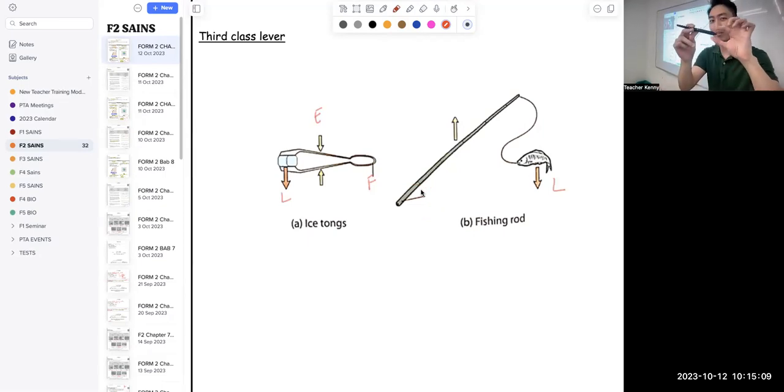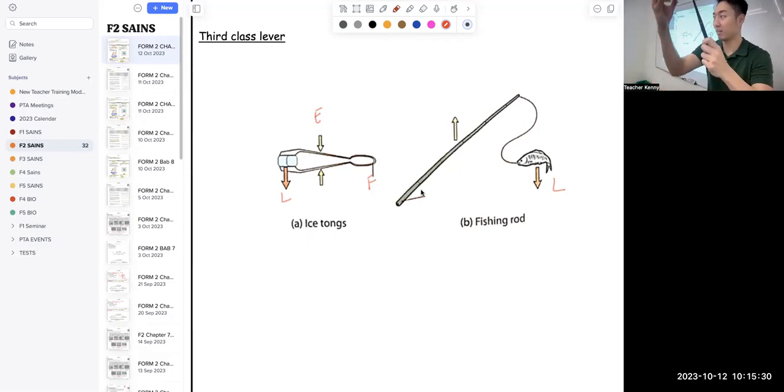This is my effort or fulcrum, this point. Fulcrum, because you need to lift the whole fishing rod up. You see, this point is like a fixed point over here, fulcrum, right? And where is the effort? Why is the effort here? Well, the effort is here because your force will be transferred to the body to lift up that fish.